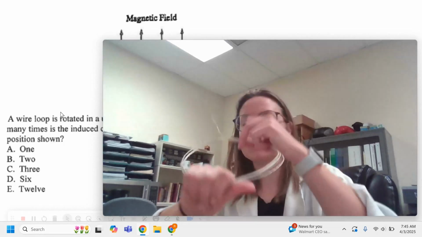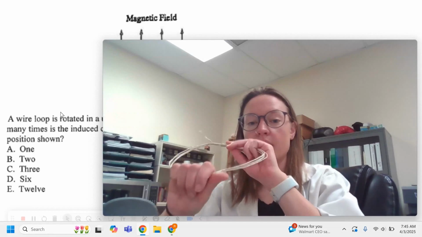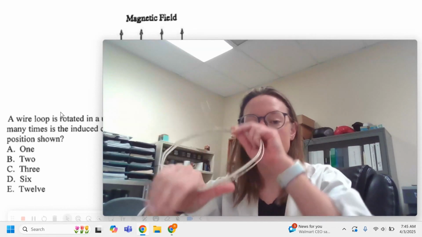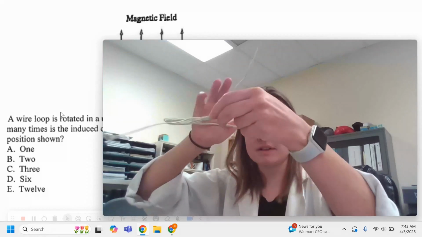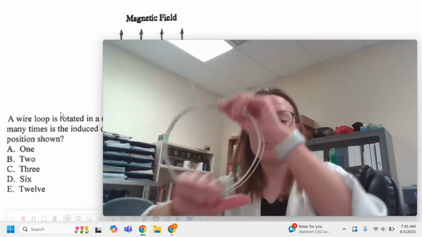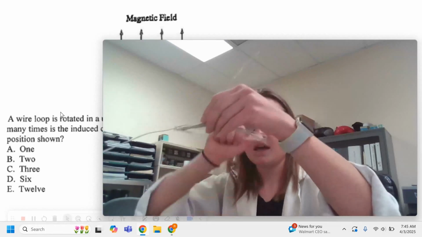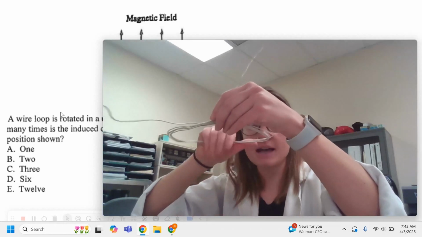But here's what I want you to see: do you see how before it was trying to make a magnetic field going up, now it's trying to make a magnetic field going down? Do you see how, though, because the loop has turned, the direction of the current actually hasn't changed?